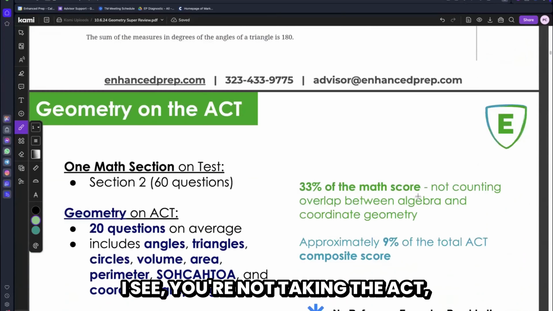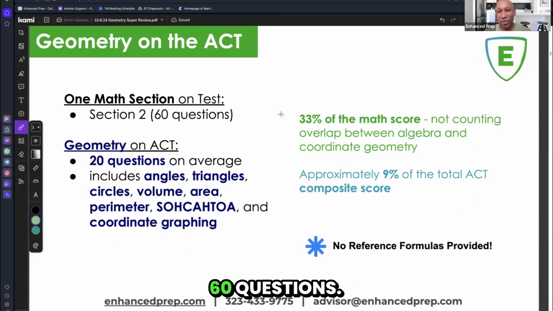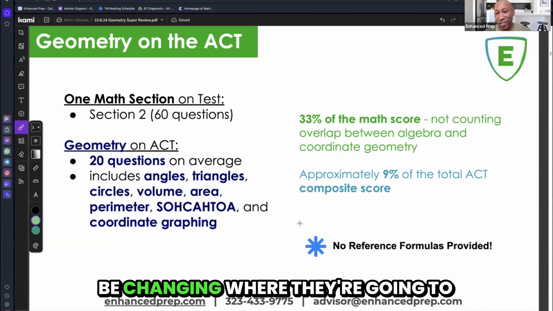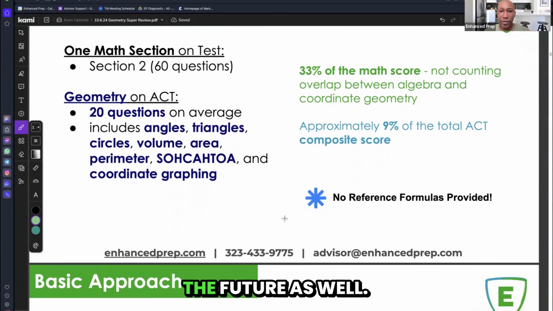Okay. You're not taking the ACT, but again, as far as that one, section 2, there's going to be 60 questions. Also, the ACT is going to be changing, where they're going to have a digital version and it's going to be a little bit shorter in the future as well.